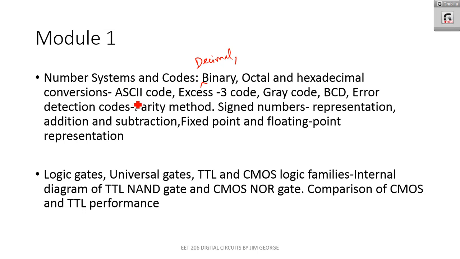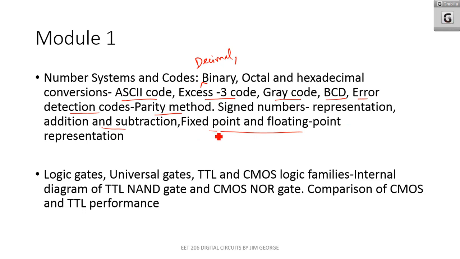Then coming to codes, that is ASCII code, excess-3 code, gray code, BCD code. Then error detecting codes. This error detecting code is an introduction to cryptography. Here we have the parity method. Then signed numbers, how to represent positive numbers as well as negative numbers. Then addition and subtraction of these, including fixed point and floating point, that means numbers with decimal points are also included here.